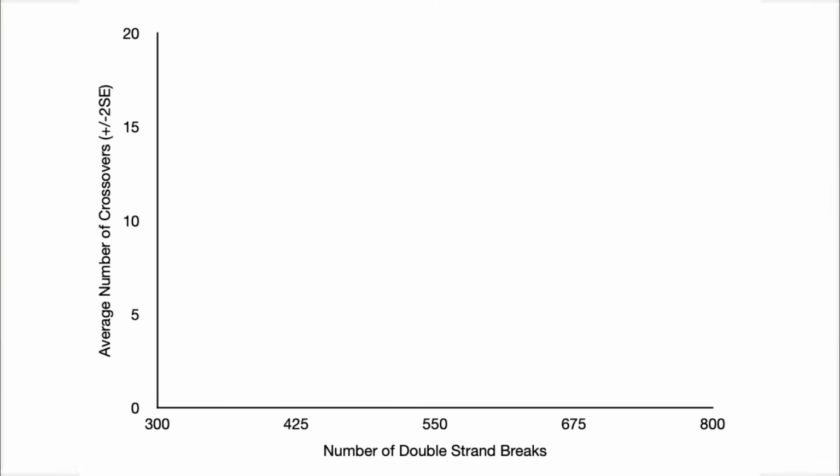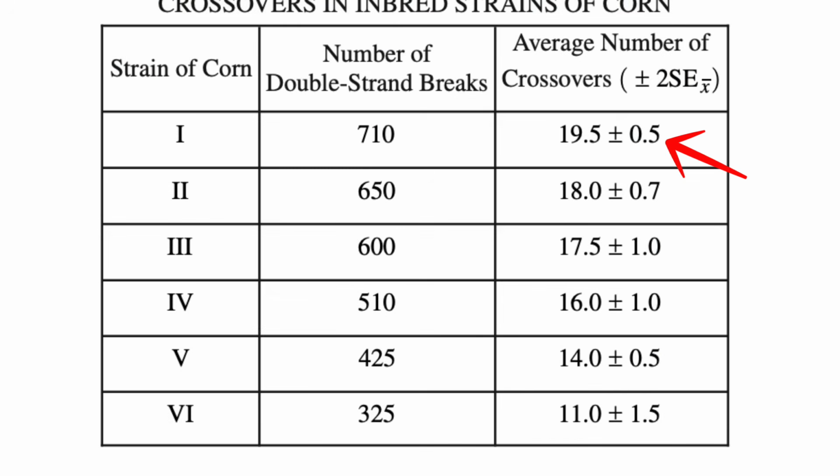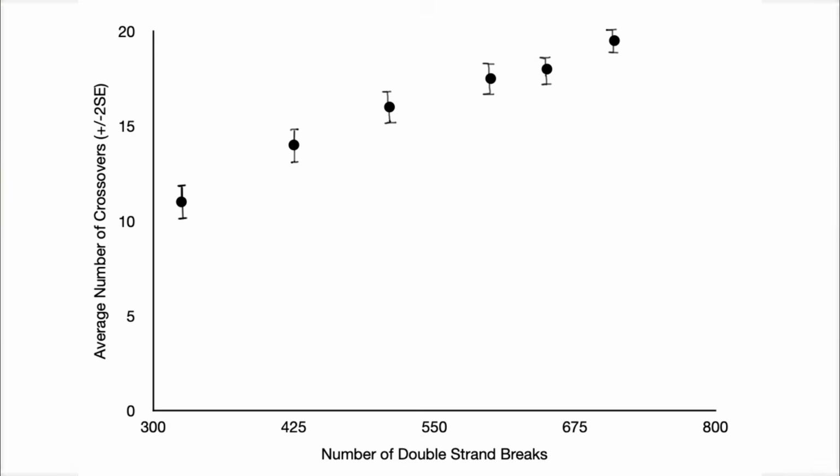Now, it's also helpful to note your smallest value and your largest value, so you can maximize the usage of your axis space. Here we have 300 to 750 on the x-axis for our number of double-strand breaks, and I'll put up to 20 for the average number of crossovers. Now, placing each of the correlated points gives us a graph that looks something like this. But remember, we have standard error values given to us as well. With adding the standard error bars, we get the finalized graph that looks something like this.